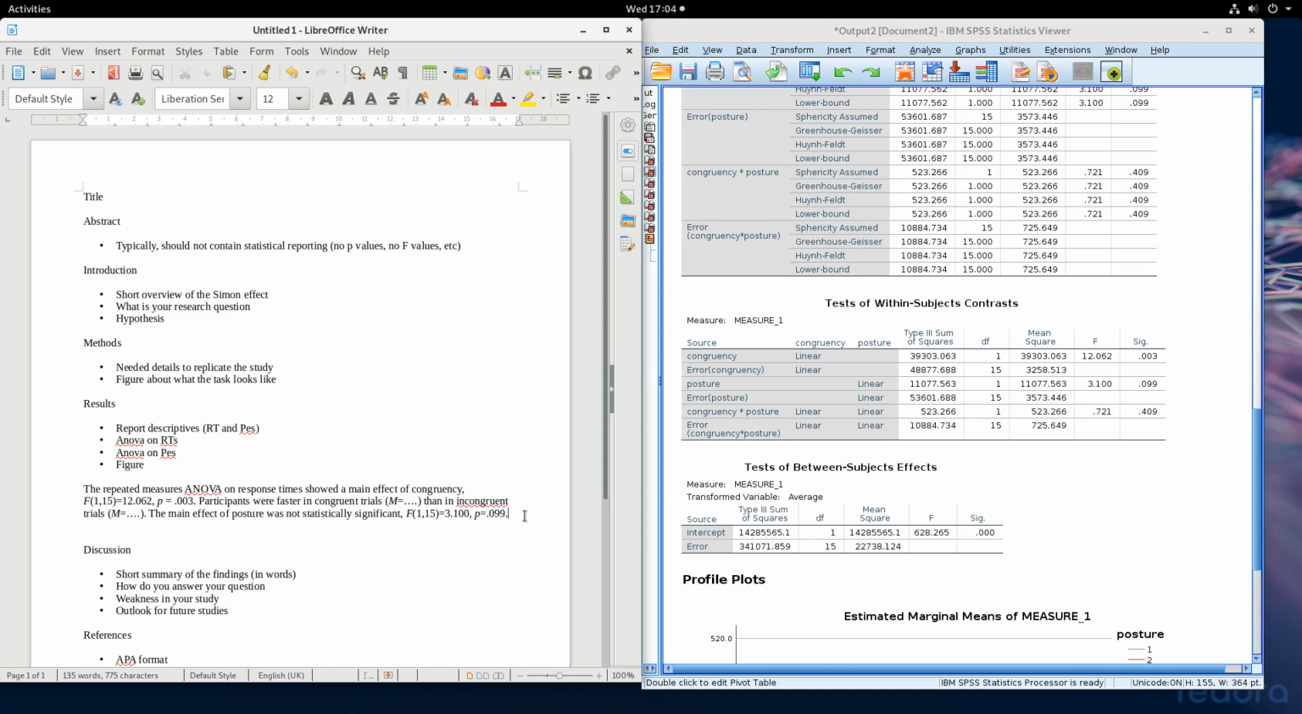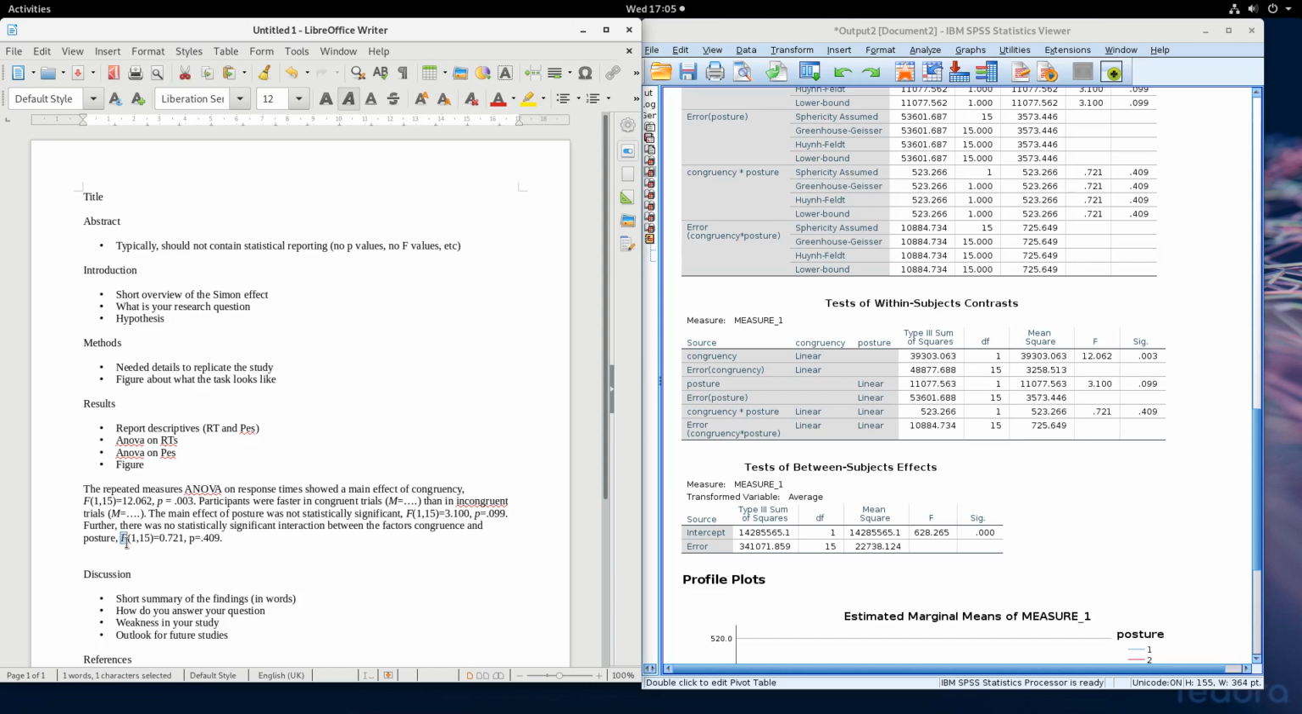And then in regard to the interaction, you can close this further. There was no statistically significant interaction between the factors congruency and posture, F(1, 15) = 0.721, p = 0.409.